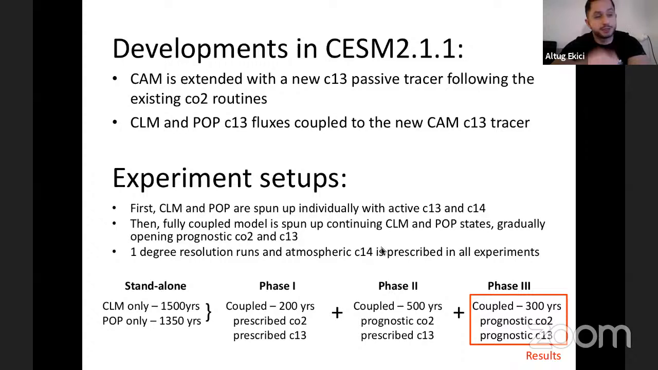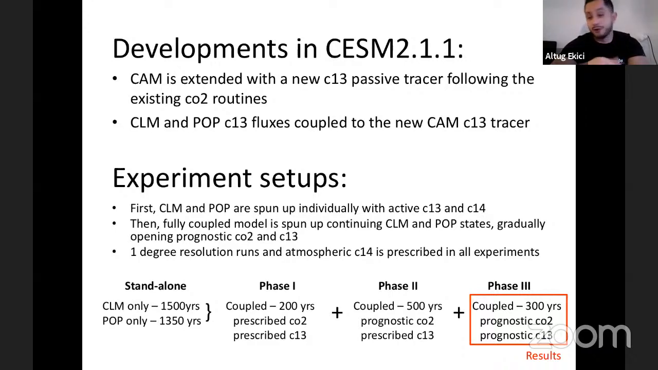After 200 years of constant CO2 and C13, we open the CO2, so now we have atmospherically dynamic CO2. For another 500 years, we continue to spin up the model and let the atmospheric CO2 equilibrate. And finally, in phase 3, we open the atmospheric C13 prognostically, and we have another 300 years with fully coupled atmospheric C13 simulation, I think for the first time in an Earth system model at 1 degree.